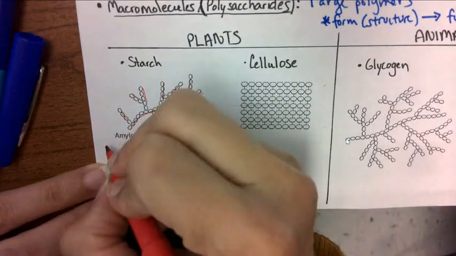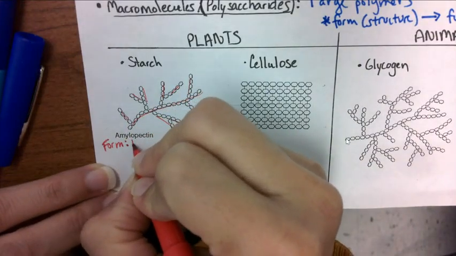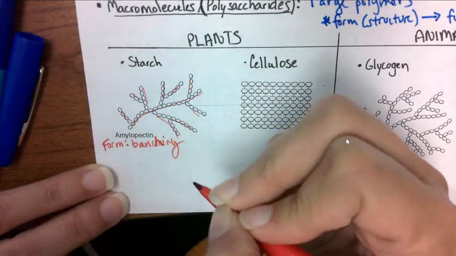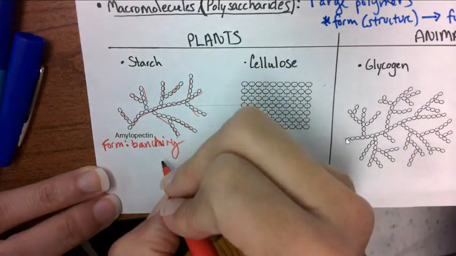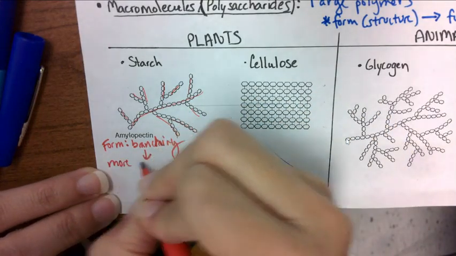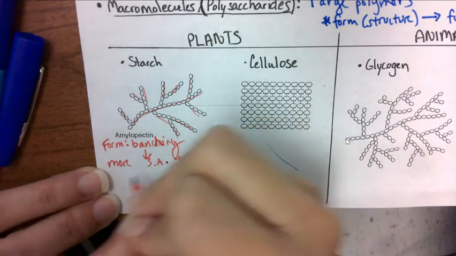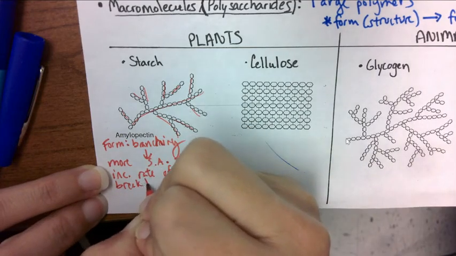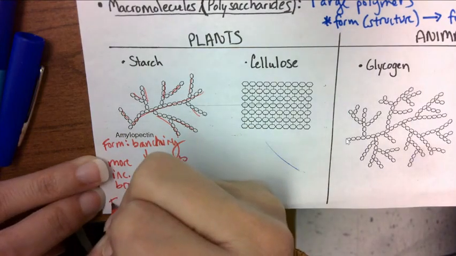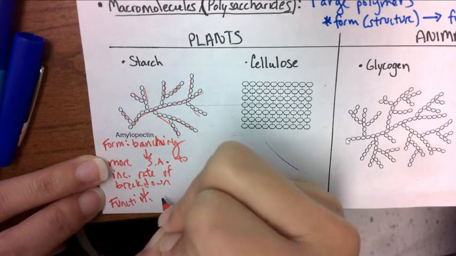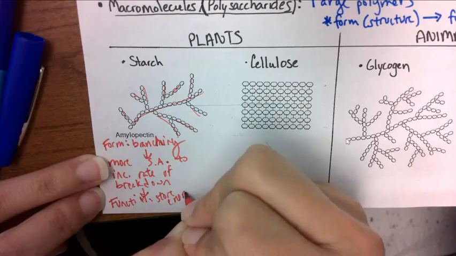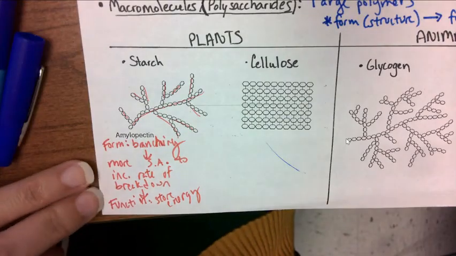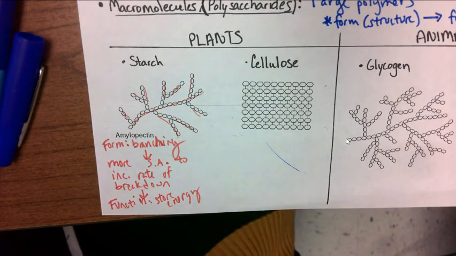Okay, so form is branching. Oh, I spelled branching wrong. Sorry. Form is branching, right? Which leads to more surface area to increase the rate of breakdown by enzymes, and which leads to its function, which is to store energy. Because it's very branching, the enzymes can get here and break these apart and easily release energy or put them back together to easily store energy.